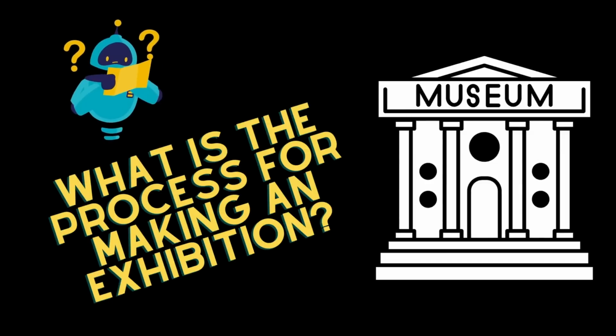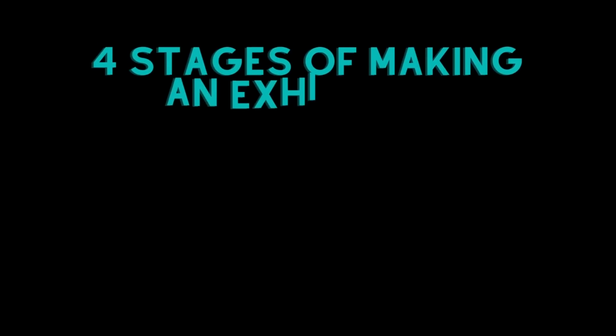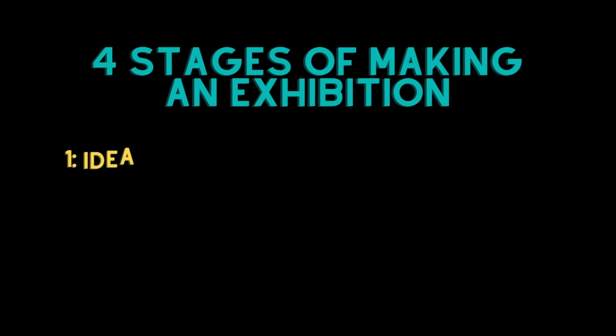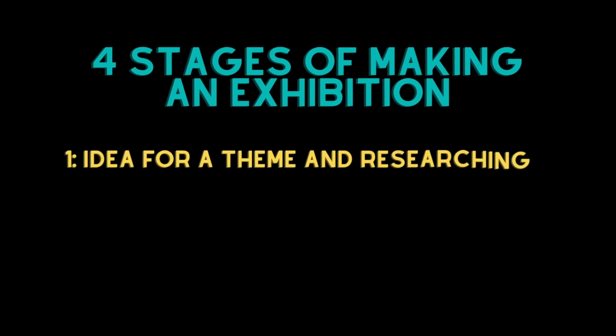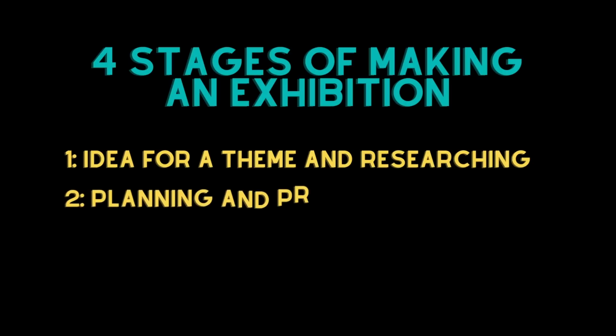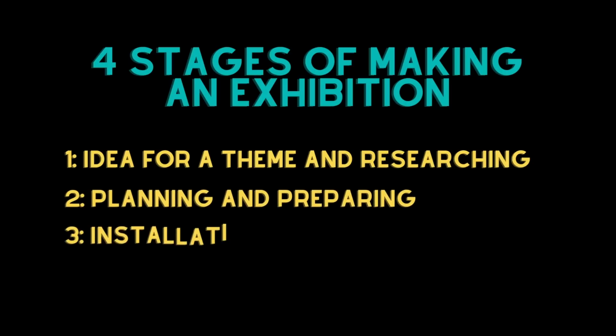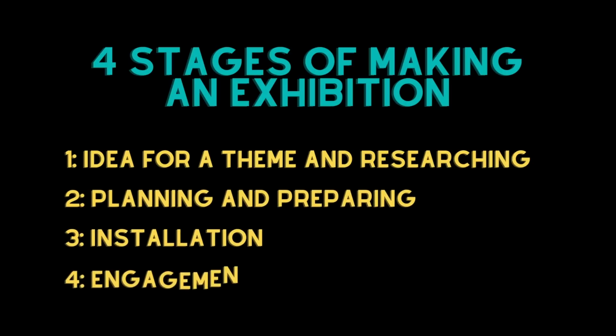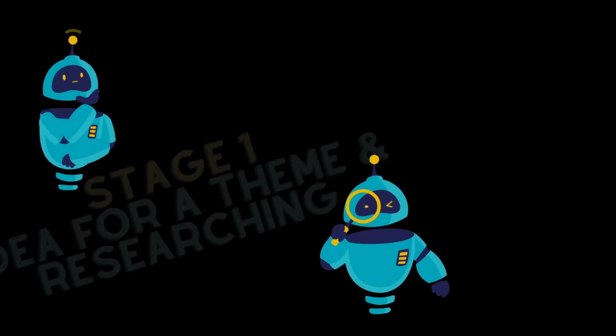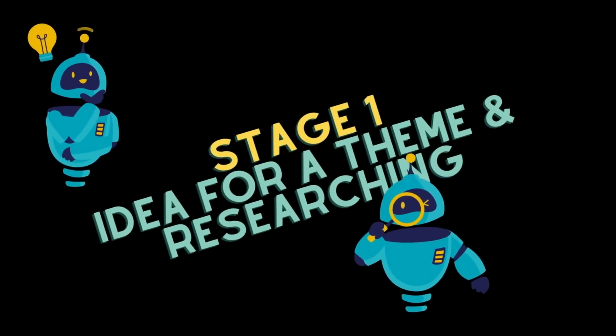So, what is the process of making an exhibition? There are 4 main stages of making an exhibition. 1. Idea for a theme and researching. 2. Planning and preparing. 3. Installation. And 4. Engagement. Stage 1. Idea for a theme and researching.